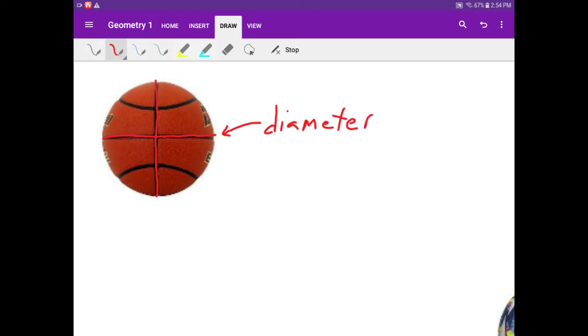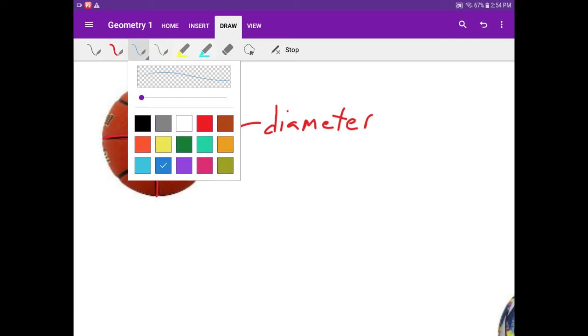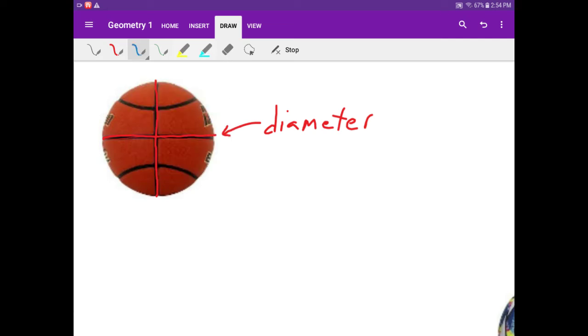So half of that would be the radius. So from here to here, this is the radius. That's not helpful. Let's go this way. From here to here, this would be the radius.